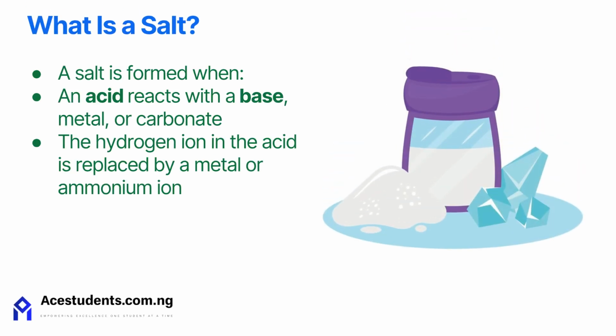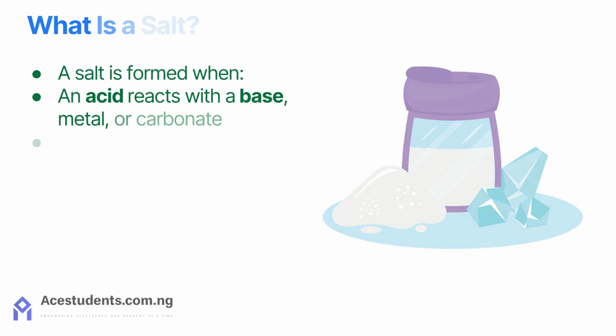First, let's define a salt. A salt is formed when an acid reacts with a base, metal, or carbonate. Specifically, the hydrogen ion in the acid is replaced by a metal or ammonium ion. Always mention the replacement of hydrogen ions in your definition.